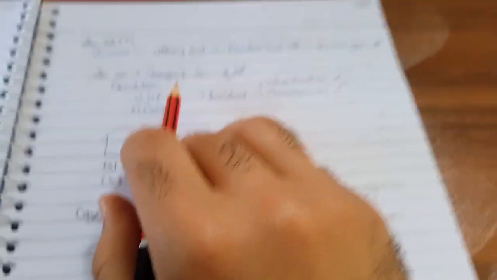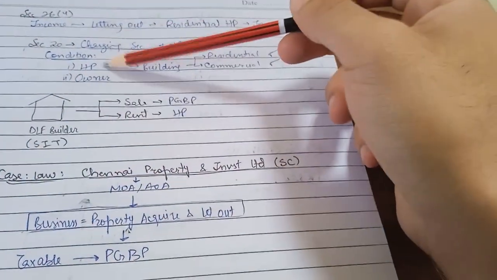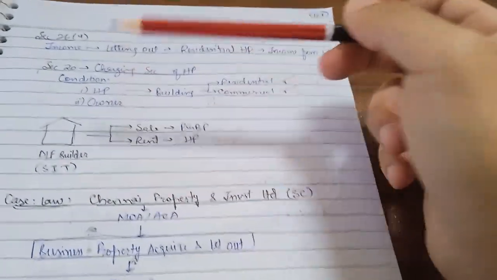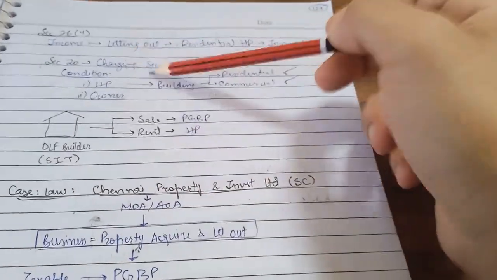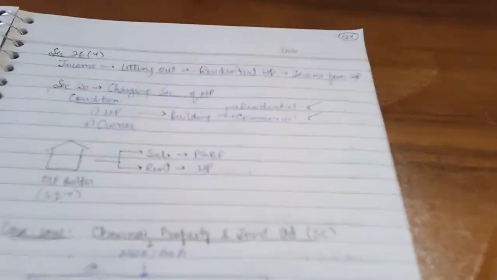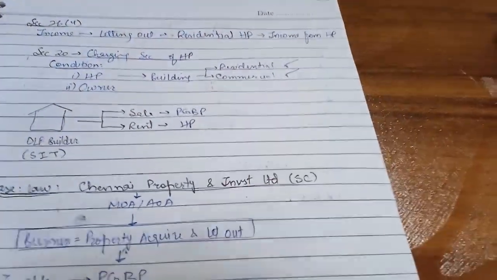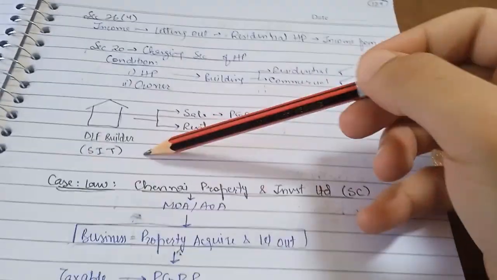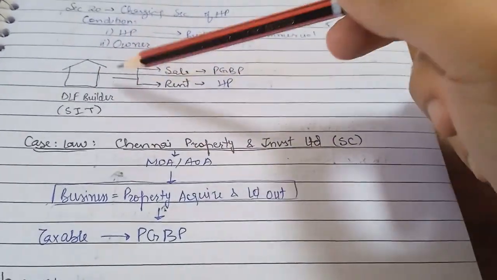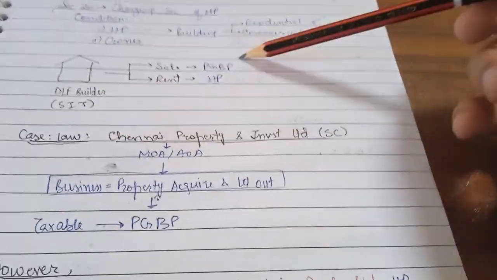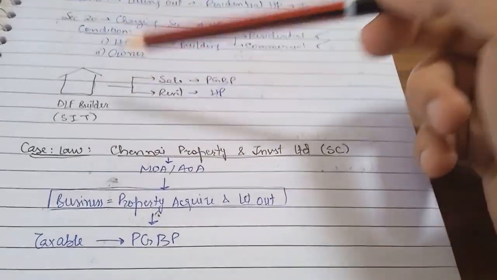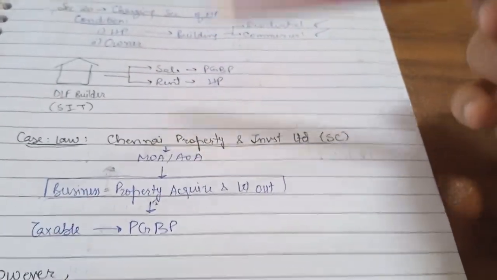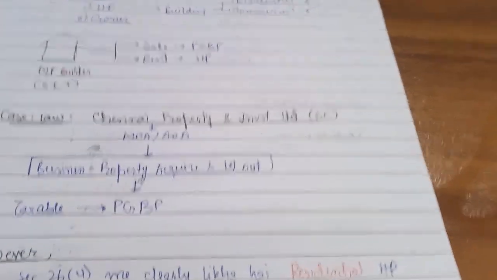So the background of this section, we will go to understand this section in detail. We'll go to section 20 of the act, which is the charging section for house property. It lays down only two conditions: that there should be a house property and you should be the owner of that house property. Then any income from that house property will be treated under the head income from house property. This house property may be residential or commercial or whatever. An example is a builder who is making houses, and if he sells those houses in the course of his business, it's PGBP. But if he rents those houses, even if it is in the course of his business, it's still treated under the head of income from house property.